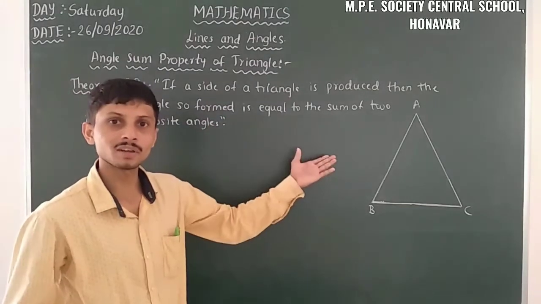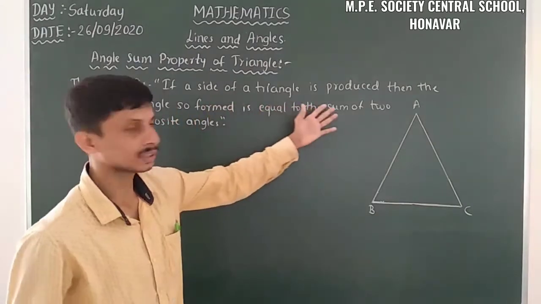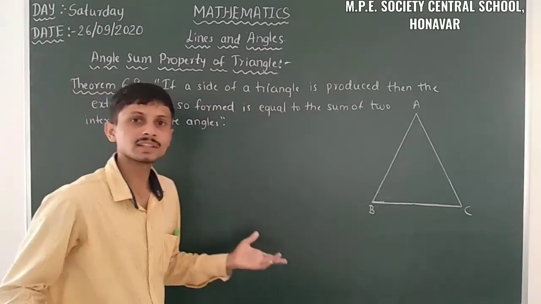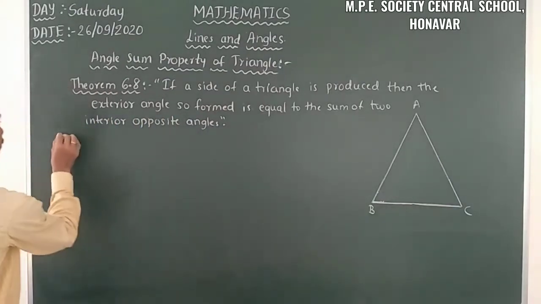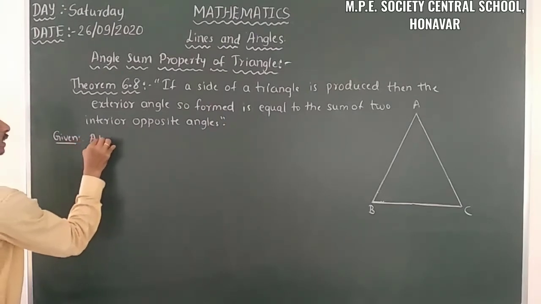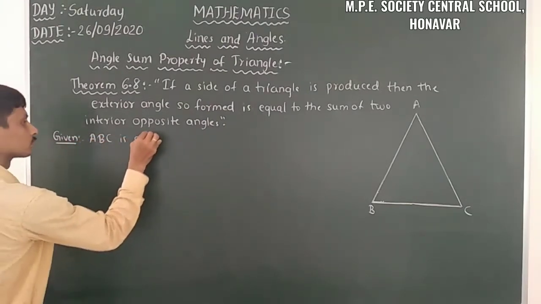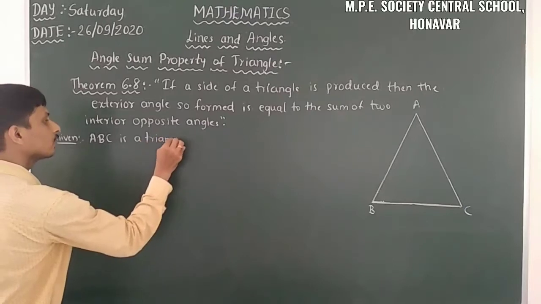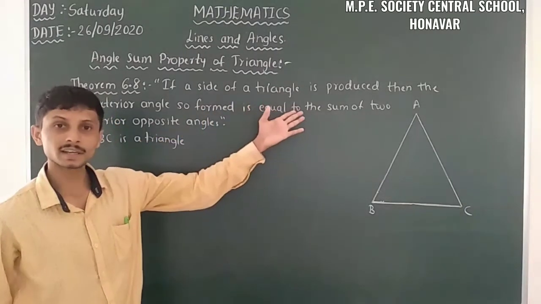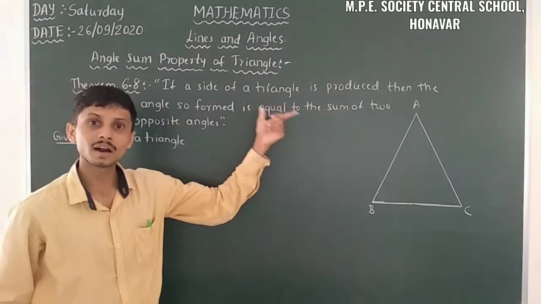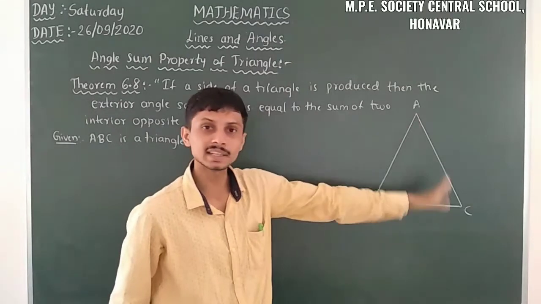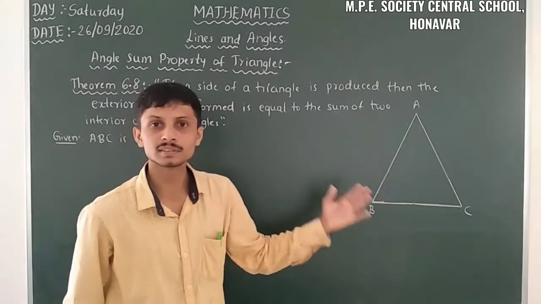So let us have a look at it. So we have a triangle here. So here I will take ABC is a triangle. So simultaneously we have to write the given things. So what is the given thing here? Here ABC is a triangle. So here if a side of a triangle is produced, we want a triangle here. So what are the sides here? AB, BC and AC are the sides of the triangle.